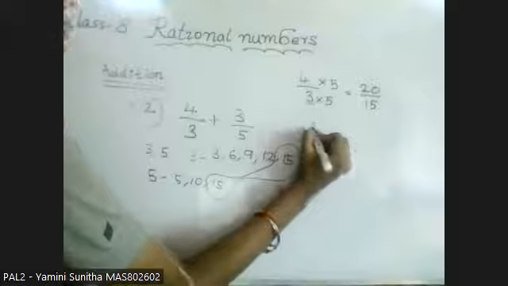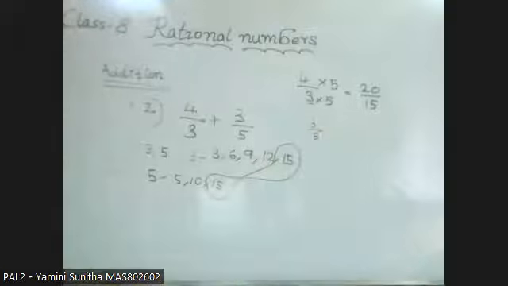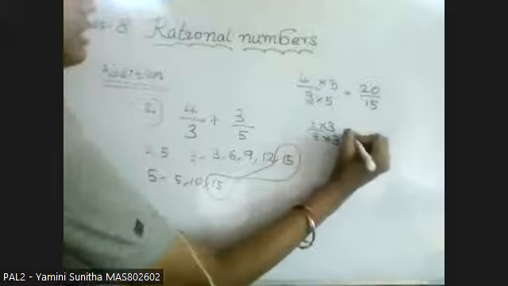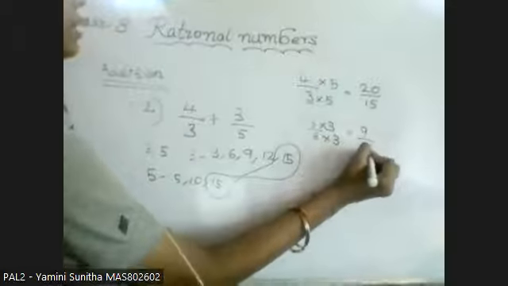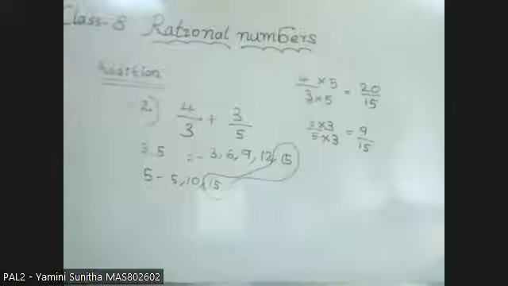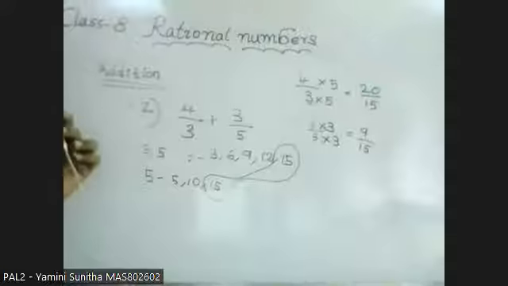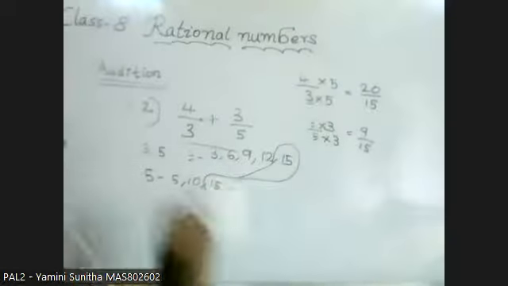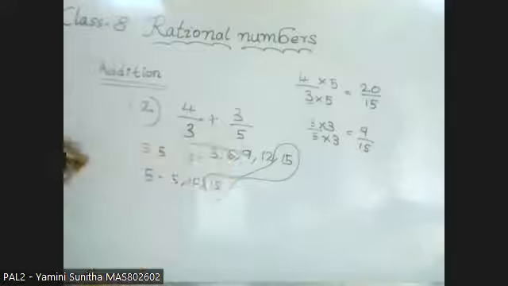And next 3 by 5. We have to get denominator as 15. So into 3, into 3. 9 by 15. So in order to bring the denominators equal, we have to multiply with the respective value so that both the fractions or both the rational numbers have the same denominator. So 20 by 15, 9 by 15.